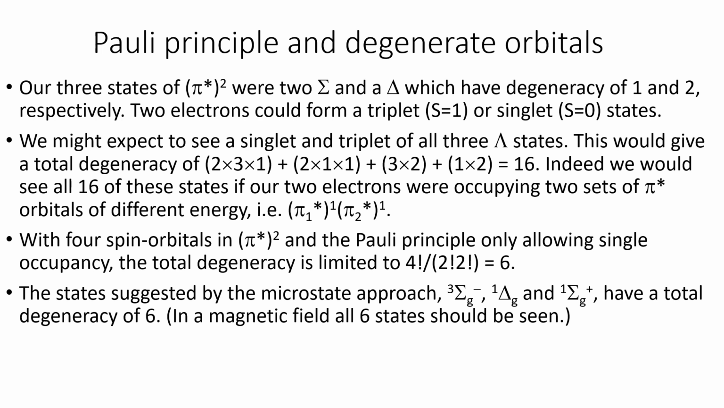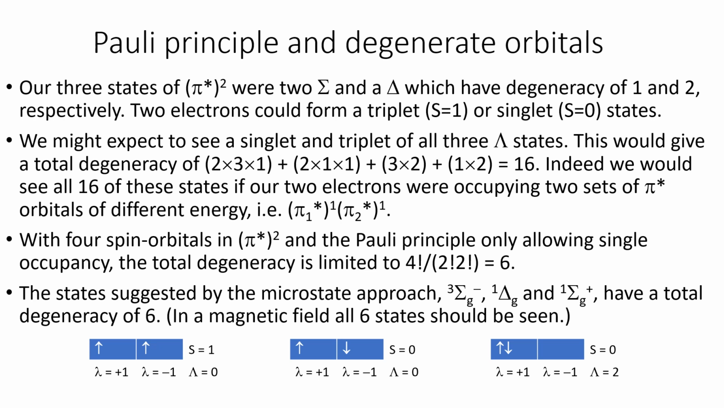And actually you can unweave all the degeneracies by putting it all in a magnetic field. In principle you would see all 6 states, all 6 separate energy levels, in a magnetic field. But in the absence of a magnetic field, we just see our 3 basic levels. So there we go. Here are the microstates again, just to illustrate that.